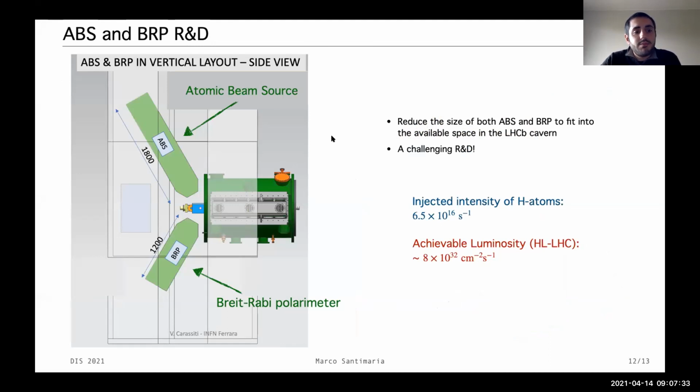Concerning the ABS and BRP, this will need a step forward, because we need to reduce the size of both these items with respect to the previous sketch shown from Hermes, to fit into the available space we have in the LHCb cavern. An example is shown here on the left side. The injected intensity of hydrogen atoms we aim at is the current working point that was reached at Hermes, which is 6.5 × 10¹⁶ atoms per second, while the luminosity in the high luminosity LHC phase at LHCb would be around 8 × 10³², so very high.